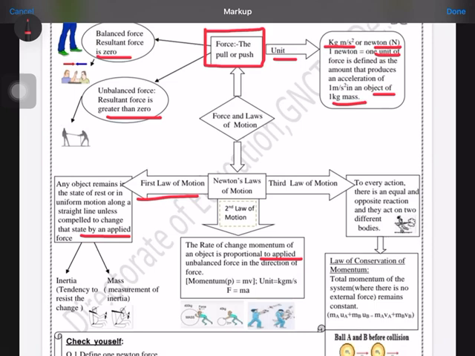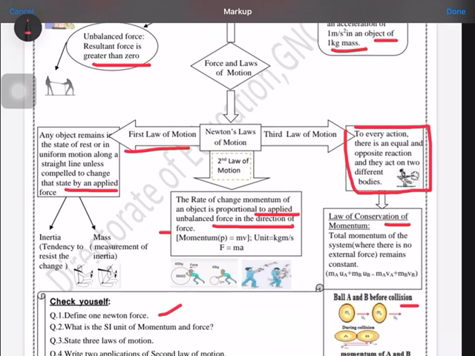Define 1 unit Newton force. So you can write the 1 Newton force answer from here. It is given very clearly. What is the SI unit of momentum and force? Momentum SI unit is kg meter per second, and force is kg meter per second square.